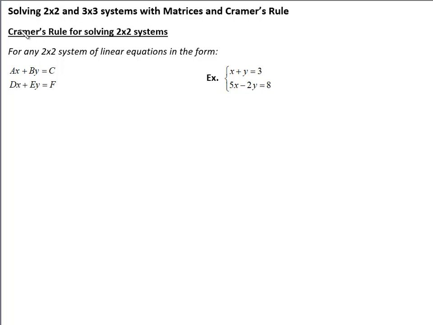Hey guys, alright, we're going to continue talking about solving systems of equations. We're going to look at other methods that you can do algebraically or with calculators to solve 2 by 2 and 3 by 3 systems. So one of them is Cramer's Rule. And Cramer's Rule comes from doing the elimination method.